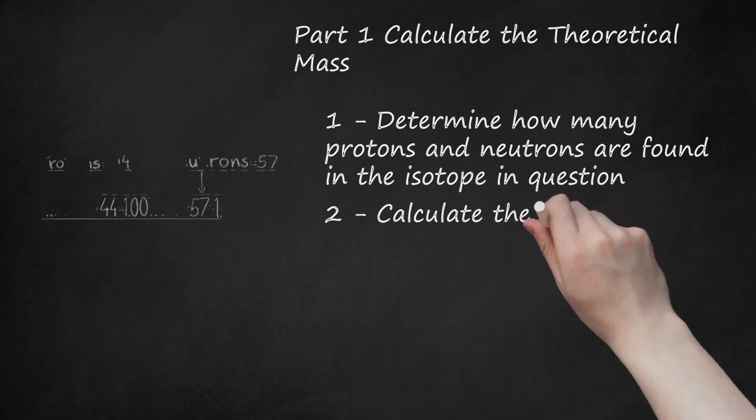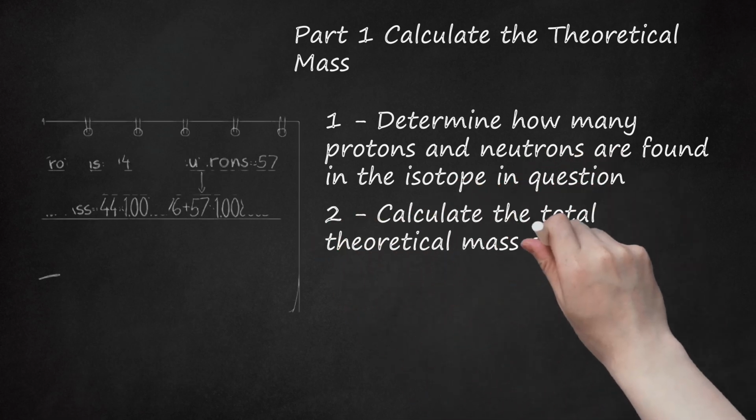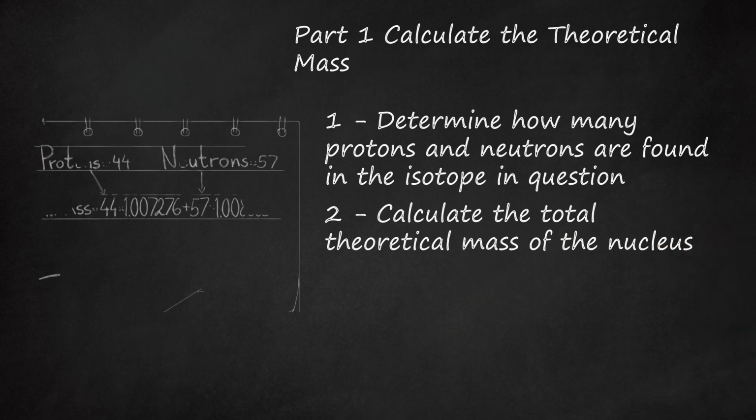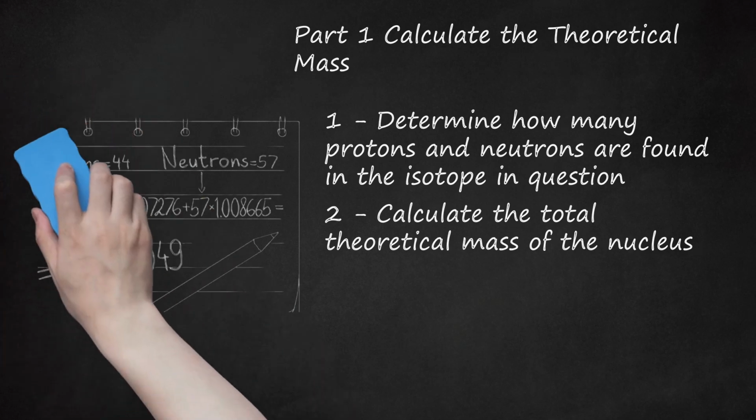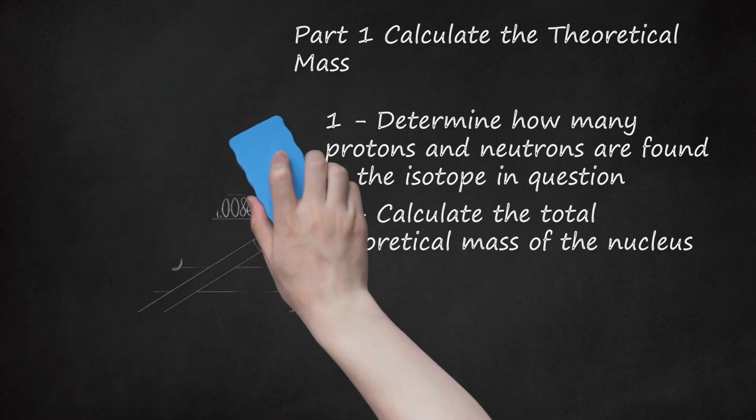2. Calculate the total theoretical mass of the nucleus. Multiply the amount of protons by its mass in atomic mass units, approximately 1.007276 U, and add it to the amount of neutrons multiplied by its mass, approximately 1.008665 U. Note that your teacher may provide you a specific value to use for these masses, or specify how many significant digits you are required to use.